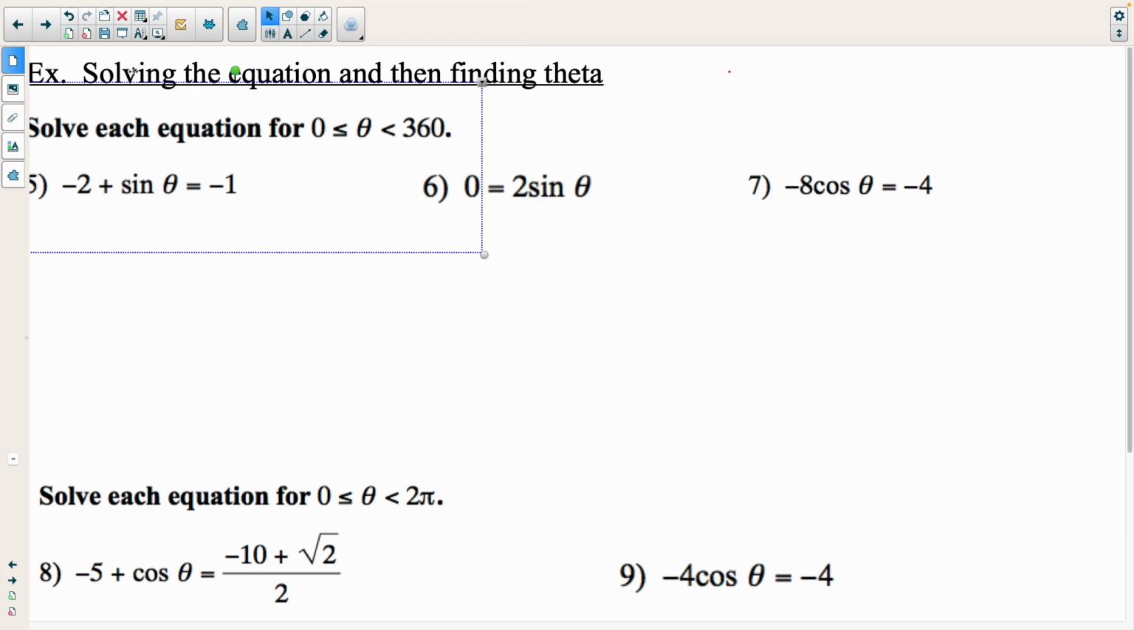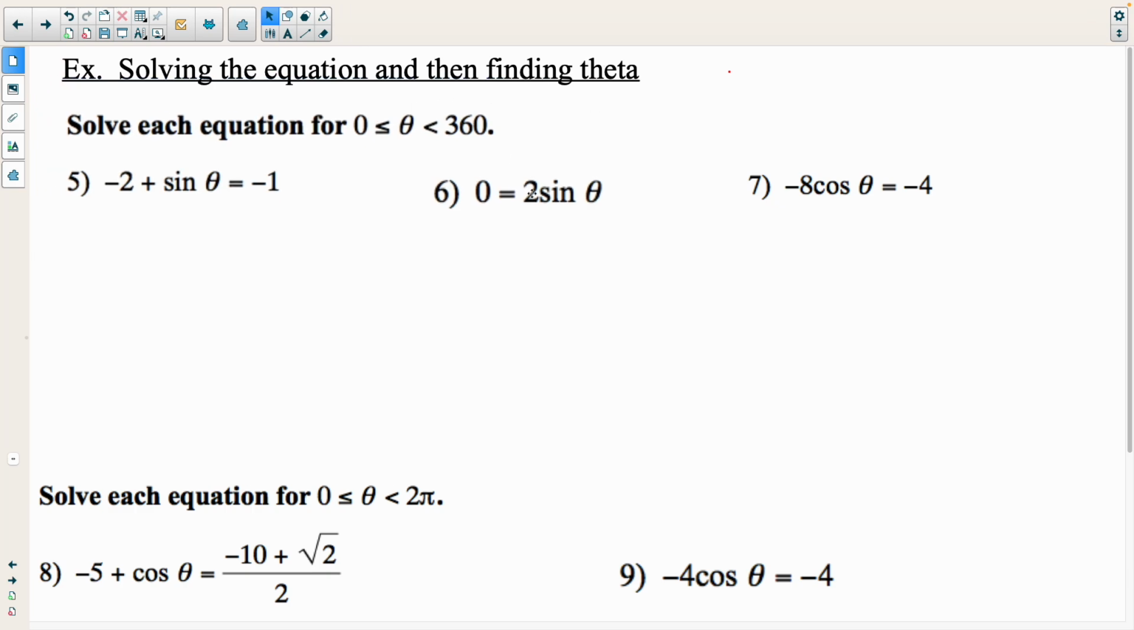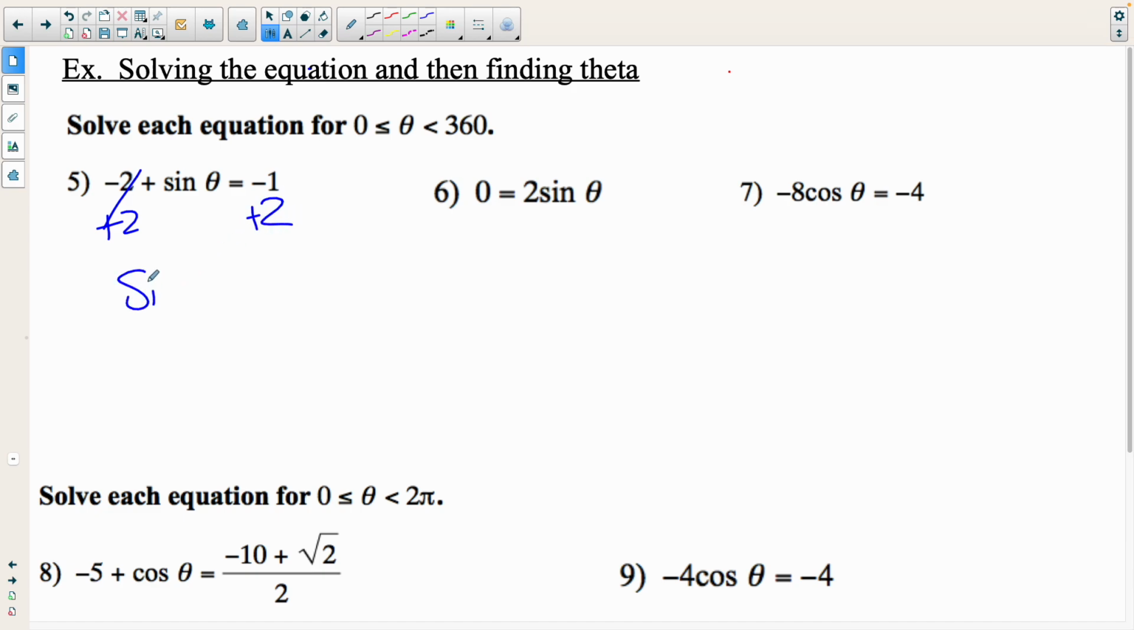All right, so number 5. I always check my constraints, my interval, for a couple reasons, because they're going to get smaller later, but from here I know it's 0 up to 360. And 360 tells me it's in degrees. Okay, so a full rotation around, and my answer has to be in degrees. So looking at number 5, negative 2 is our constant. We got to add 2 to cancel it out. So I get sine of theta equals 1.